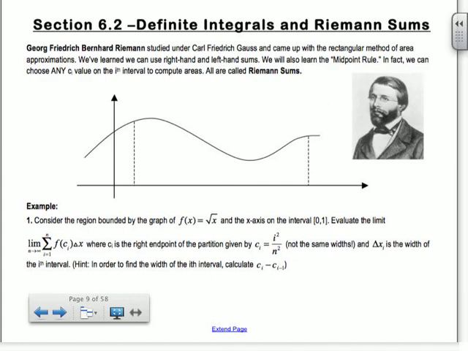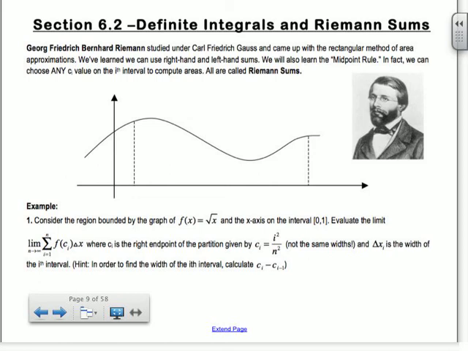We've learned that we can use what's called right-hand and left-hand sums. Okay, these are Riemann sums. You can also use the midpoint rule. So this guy actually found out that you can use anything. So you can use anything on that interval, and summing all those together would be a Riemann sum.